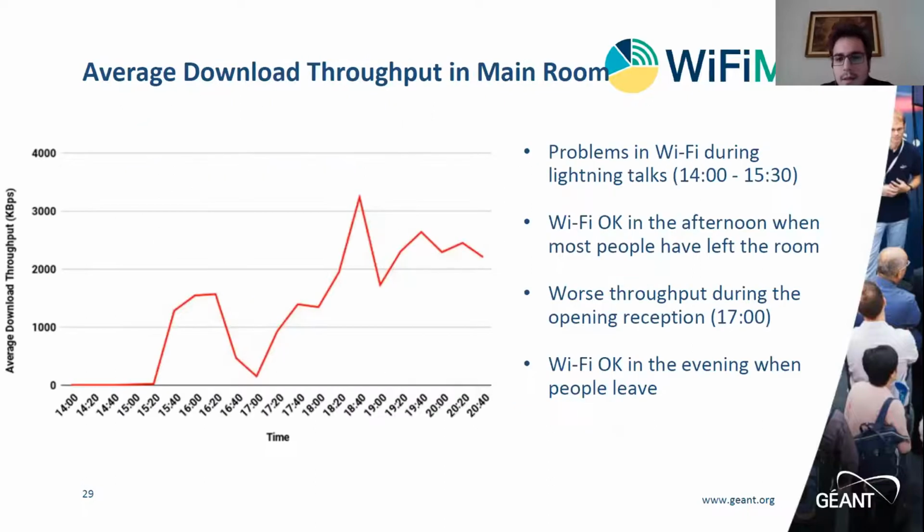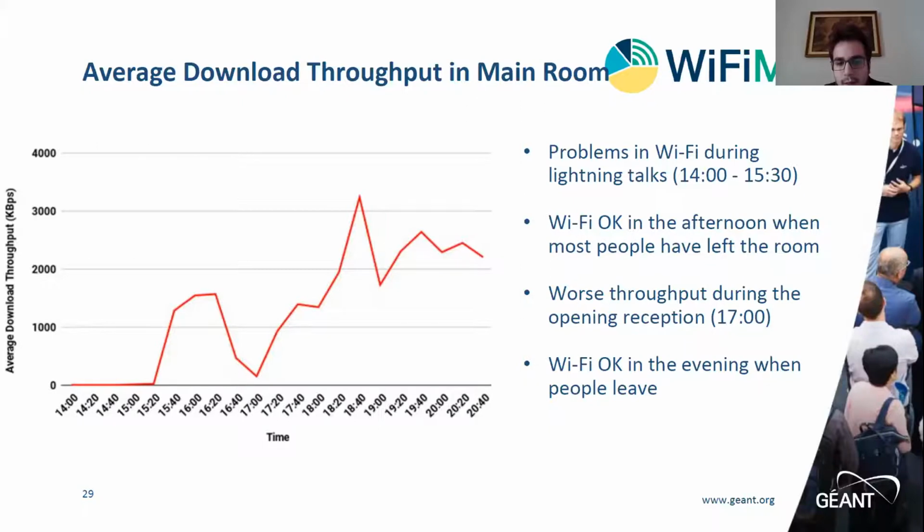And this is an image mainly from the main room that included the lightning talks. As you can see, we started monitoring at 2 p.m. and the figure ends at 9 p.m. We had only one probe there in the room, and as you can see, there were some problems between 2 p.m. and 3:30. These problems could be low. We also had low throughput, but we also got some disconnections from the hardware probes.